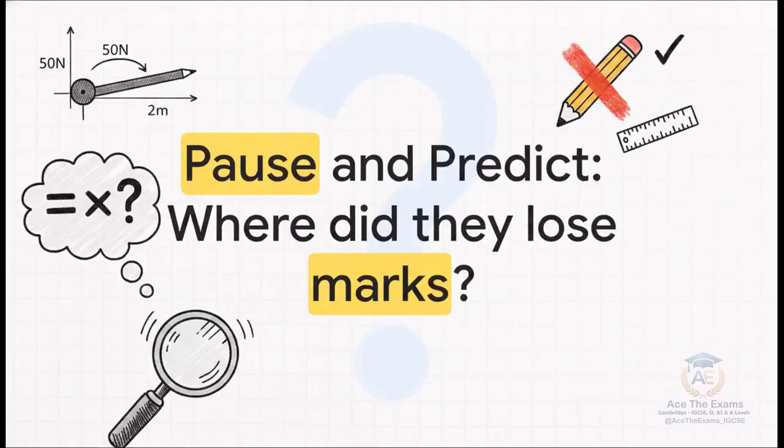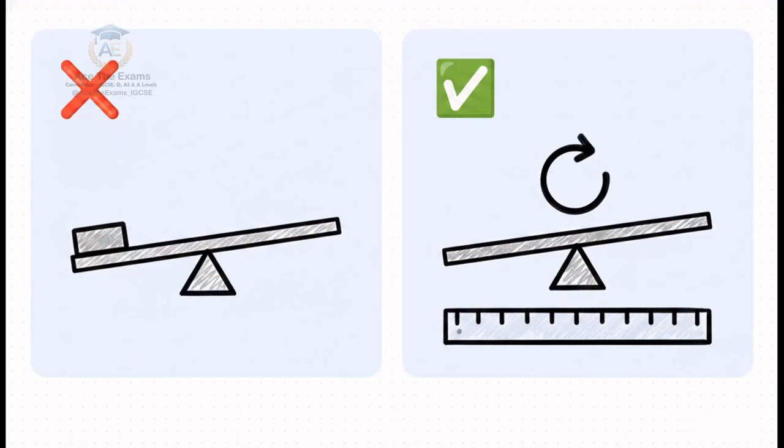Okay, I want you to actively engage with this next one. Seriously, pause and predict. A student is given a force acting on a pivot. They write, moment equals 50 newtons multiplied by 2 meters, which equals 100. Now, the math is perfectly fine, but they lost crucial marks. Can you spot the exact error before I reveal the examiner's correction? Think about what we just discussed regarding precision and completeness. Got it?